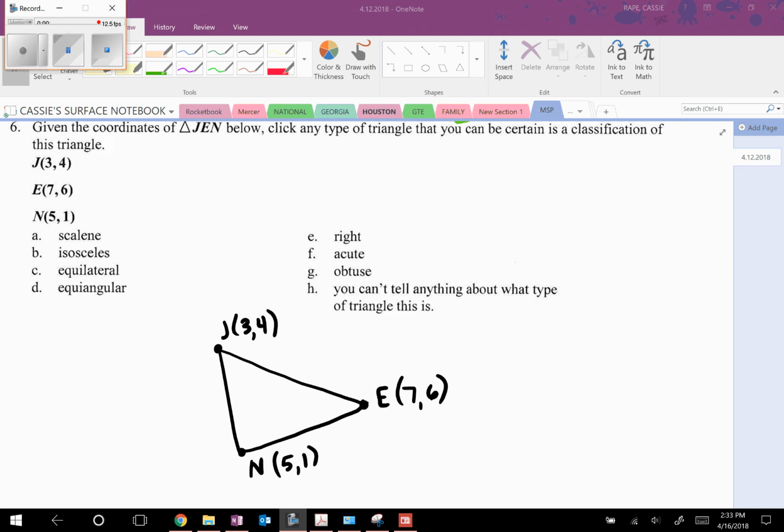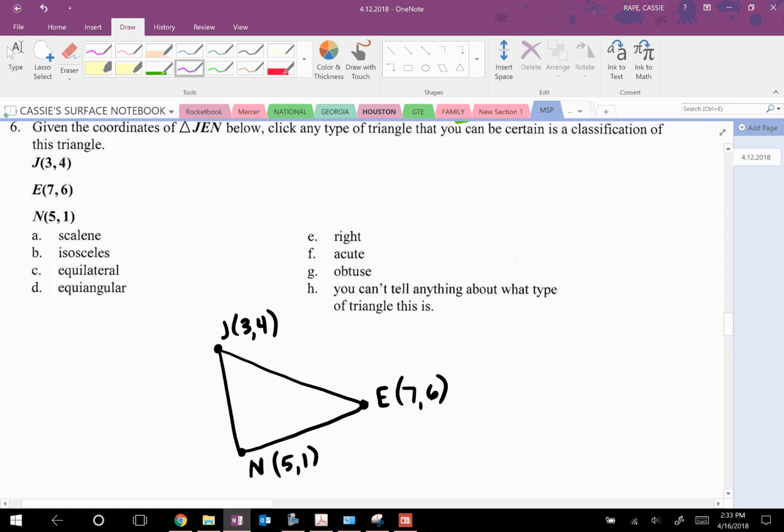This is our first triangle question, number 6. It's asking you to classify this triangle. So the first thing we're going to do, just because it's easiest, is calculate the slopes.